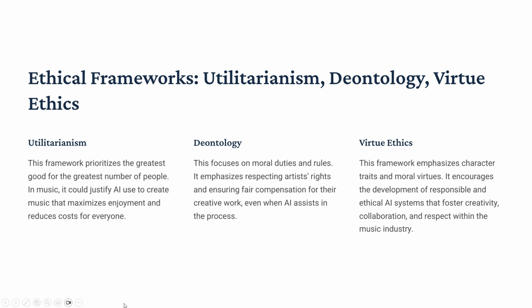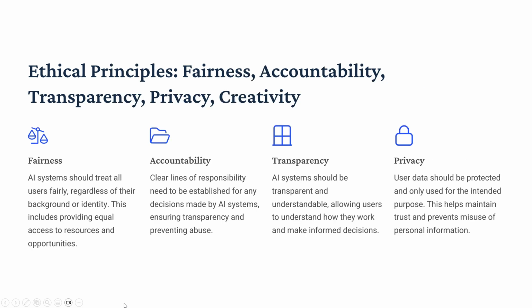So when we look at the ethical frameworks, we have utilitarianism, deontology, and virtue ethics. Utilitarianism prioritizes the greatest good for the greatest number of people. Music could justify AI use to create music that maximizes the enjoyment and reduces costs for everybody. From a deontology standpoint, this focuses on the moral duties and the rules, so you can consider the rules like the law. It emphasizes respecting the artist's rights and ensuring fair compensation for their creative work, even when AI assists in the process. So I'm using AI now to help generate my music, so that kind of fits into that. Virtue ethics emphasizes the character traits and the moral virtues. It encourages the development of responsible and ethical AI systems that foster creativity, collaboration, and respect within the music industry. So for ethical principles, we have fairness, accountability, transparency, privacy, and creativity.